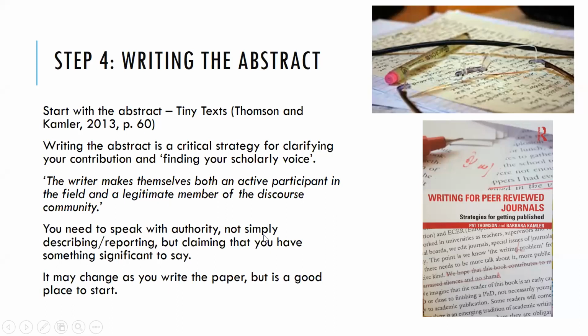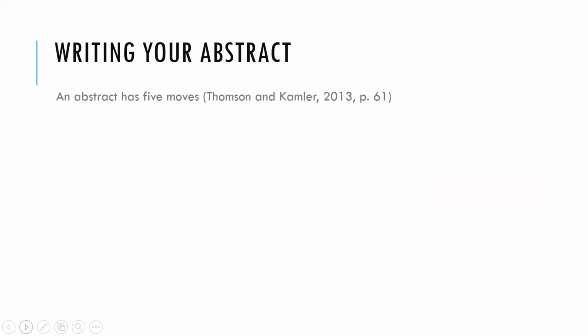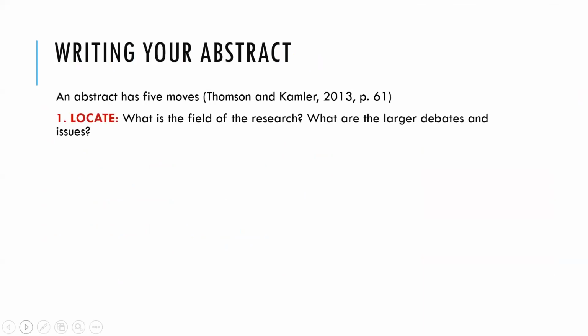You need to start to speak with authority, not simply describing and reporting, but it's this claim that you have something significant to say. It's this taking on the identity of a scholar, which is not an easy thing to do, and it's a journey that one starts with a master's or a PhD, and you continue on that journey. Of course, your abstract can change. It's not that you're wedded to it forever and ever, but what they argue is that it's a very good place to start. Their argument is that there are 5 moves that you need to make.